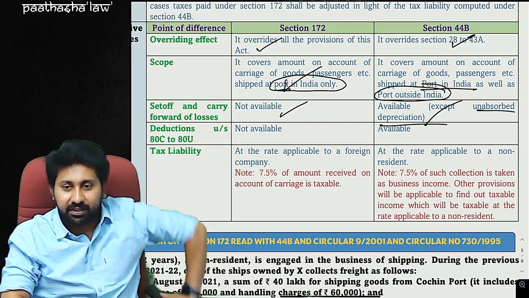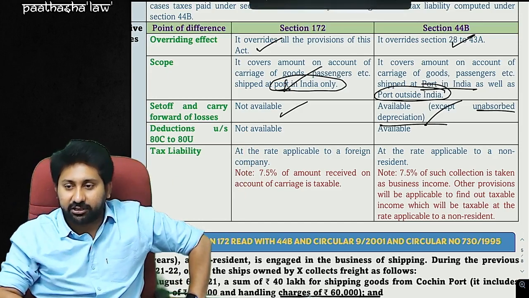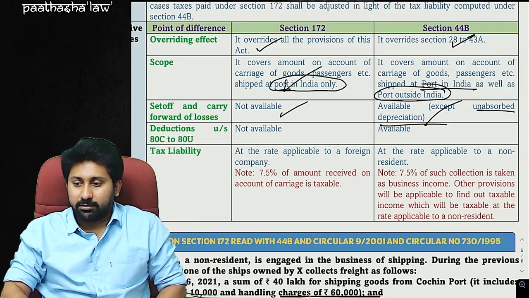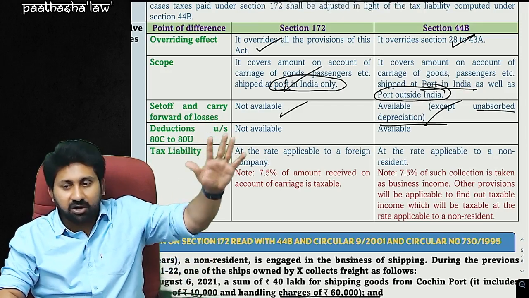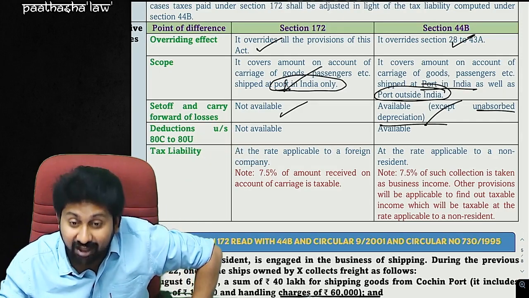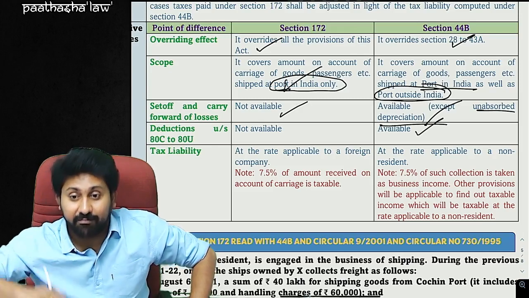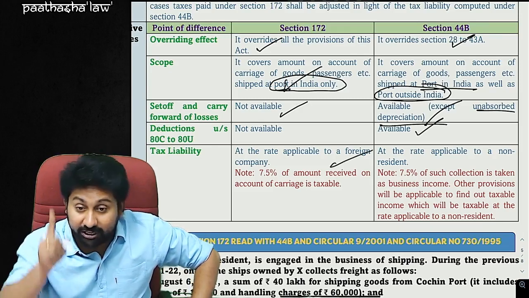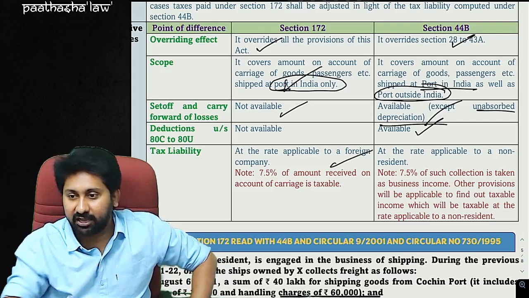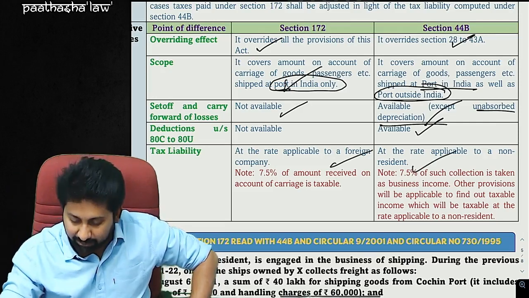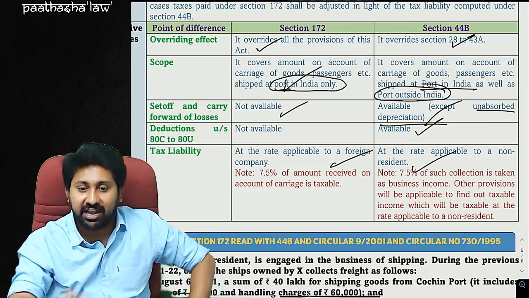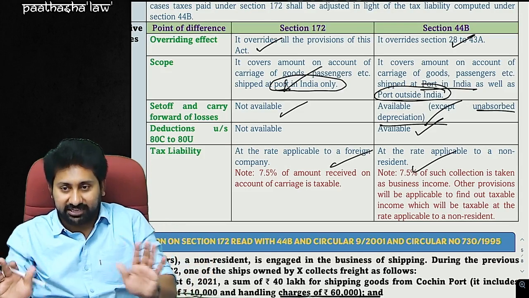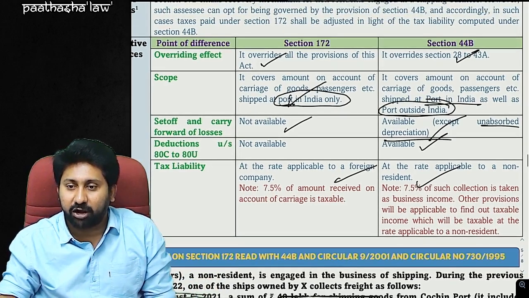So please listen. Deductions under 80C to 80U: deductions not available under 172, but here if you have deductions under 80, you can avail them. Tax liability: foreign company tax rates will apply, 40% plus surcharge. Here non-resident tax slabs will apply, 12,500 for the first 5 lakh, above 5 lakh another rate, like that it will be. Okay, so listen, these are the differences between 172 and 44B.